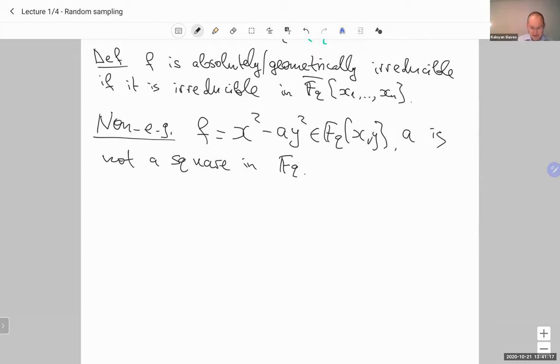Now, here, what is the number of Fq solutions? If x and y belong to Fq and satisfy the equation f equals zero, well, y shouldn't be non-zero, otherwise a would be a perfect square, but it's not. So N is one, zero, zero is the only solution. So N is one, in this case, N is very small.